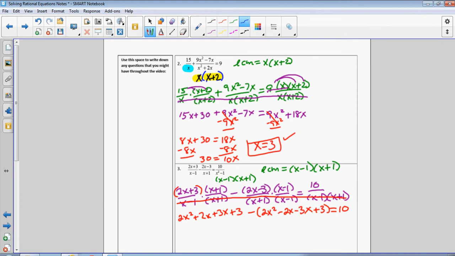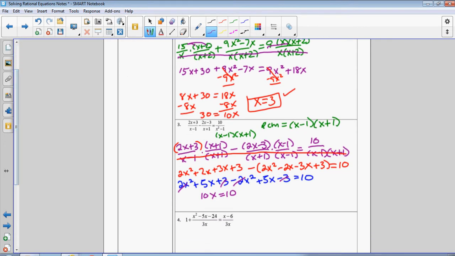Alright, so let's see what we can do here. Let's combine like terms and simplify. So I have 2x squared plus 5x plus 3. And then I'll distribute my minus, so I have minus 2x squared. And minus a negative 5x is going to make plus 5x. And then minus 3, and this equals 10. So now 2x squared minus 2x squared cancels out, and 3 minus 3 cancels out. And I get 10x equals 10. And I'm going to divide by 10, and I get x equals 1.